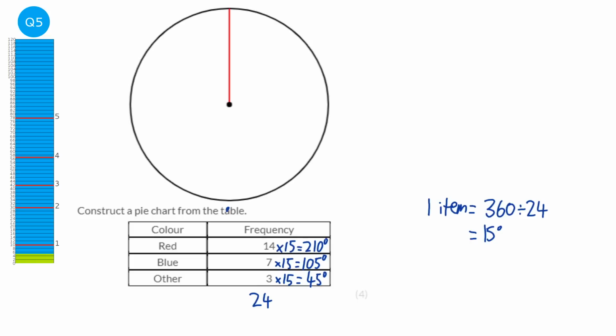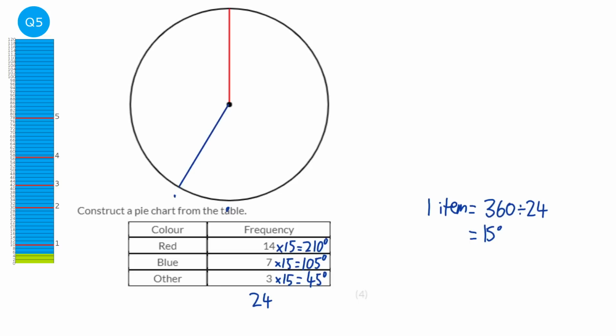So I'm going to turn my protractor around, and from 180, 210 will be another 30. So I'm just going to plot that on, and then I'm going to join it up. So start at the center and join that up, and we're going to stop when the circle stops.